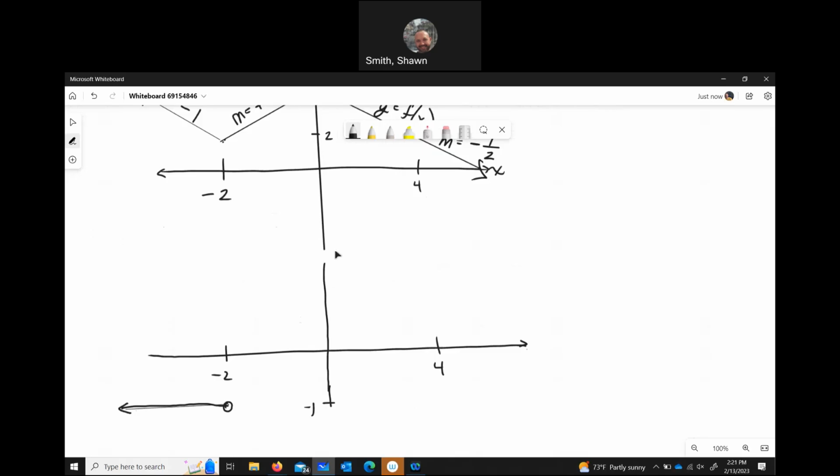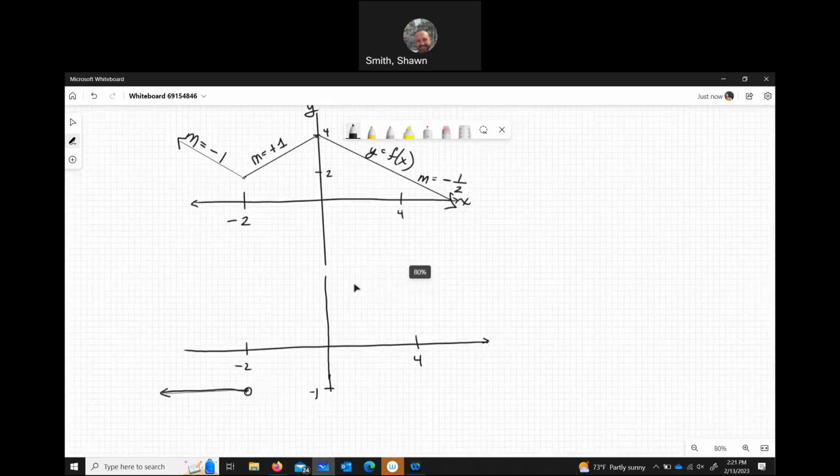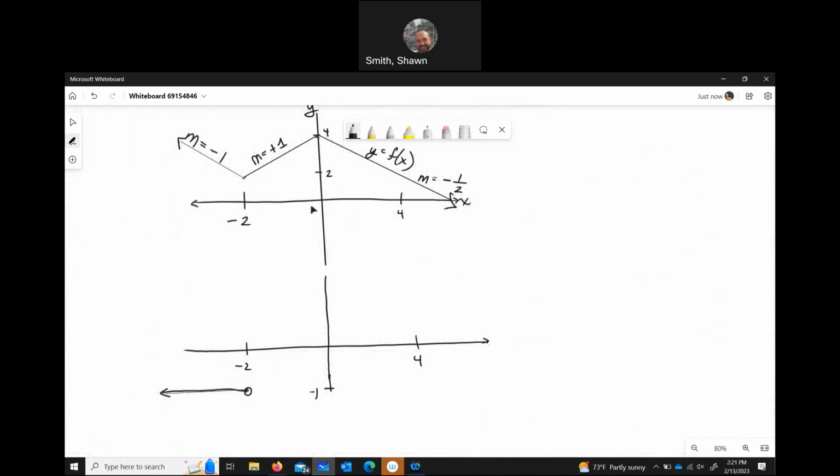And then when I get to -2 to 0, the slope is always +1, right? So the slope is always +1 right here. Again, I'm going to put an open circle on the +1, -2 that is, and at the 0, an open circle too. So my endpoints right there in these, I'm putting open circles.